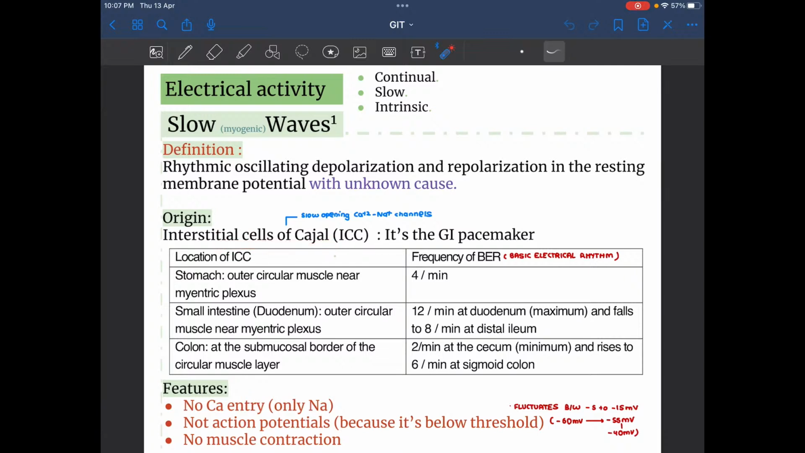They are known as the pacemaker cells, just like we have the SA node, just like we have the AV node, the autoexcitable cells. In the case of the GIT, we have these cells. In different portions of the GIT, these interstitial cells of Cajal are there, and they're going to generate these slow waves. Each portion of the GIT has something known as the basic electrical rhythm, meaning how many slow waves per minute are going to be generated.